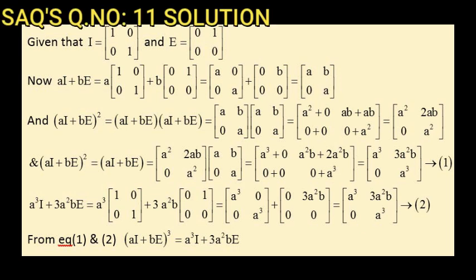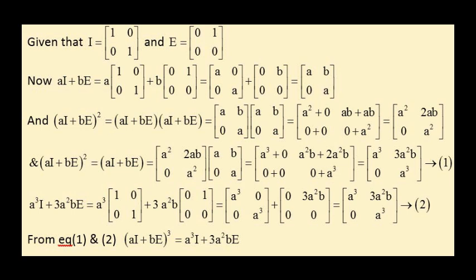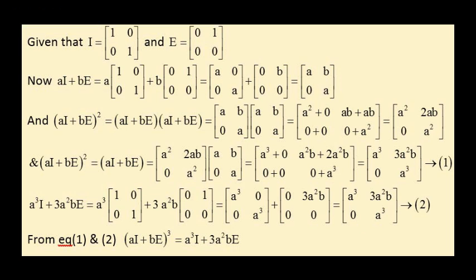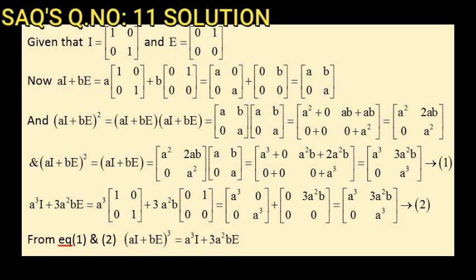And (aI + bE) whole cube is equal to (aI + bE) whole square into (aI + bE). Again, multiplying these two matrices, we get a cube, 3a square b, 0, a cube. Now we consider the RHS. RHS is a cube I plus 3a square bE. That is equal to a cube into 1, 0, 0, 1 plus 3a square b into 0, 1, 0, 0.